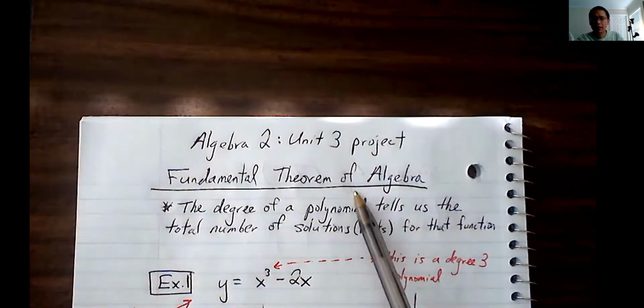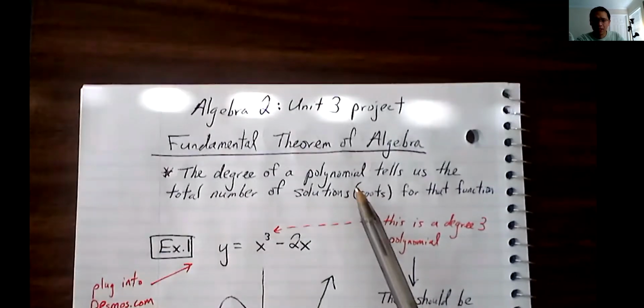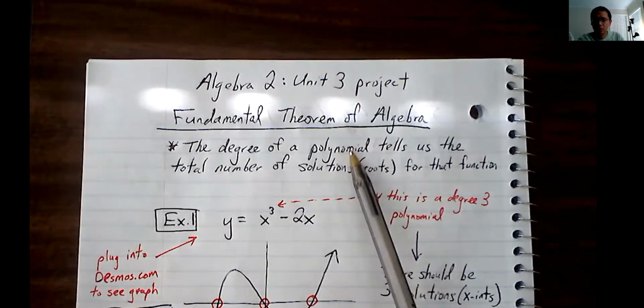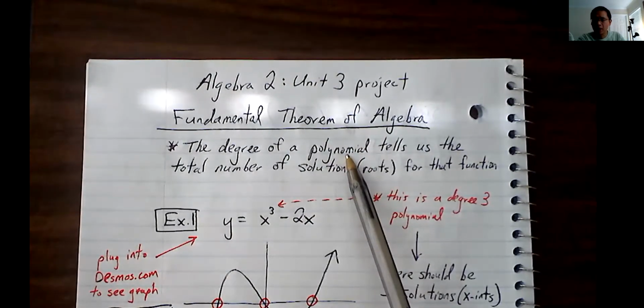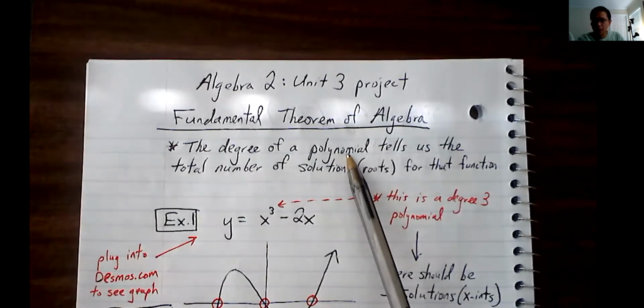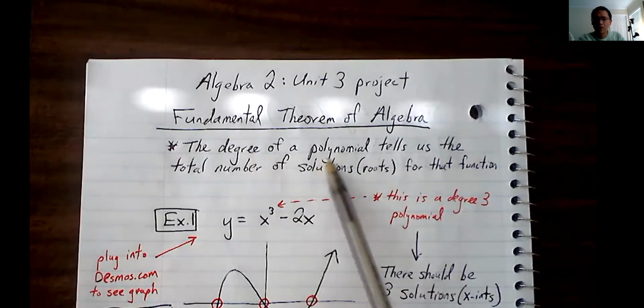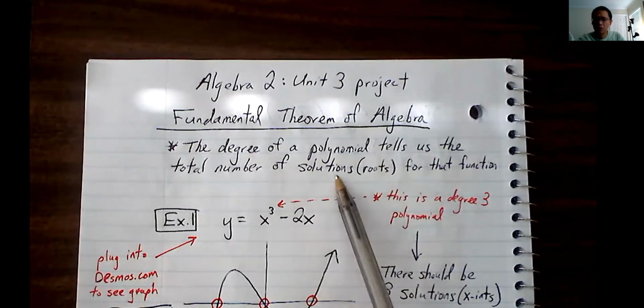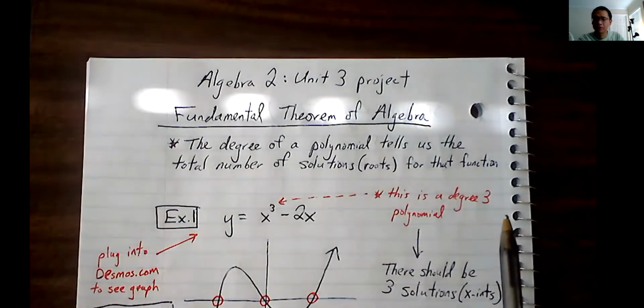The fundamental theorem of algebra basically tells us that the degree of the polynomial, if you were to line them up in standard form, is going to be the highest degree that we see in that polynomial. So the degree of the polynomial tells us the total number of solutions or roots for that function.